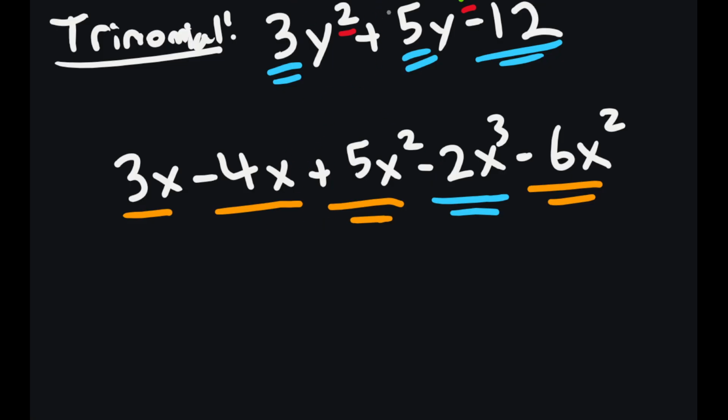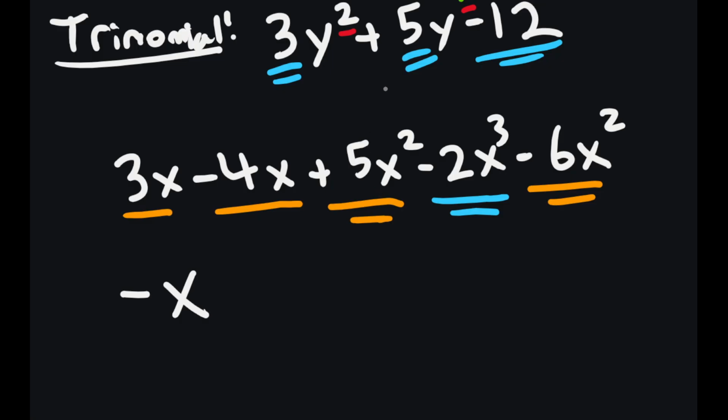Perfect. So let's combine these like terms. What is 3x minus 4x? And when combining like terms, just ask yourself first, ignoring the variables, what is 3 minus 4, basically. So 3 minus 4 is negative 1. Therefore, 3x minus 4x is negative 1x, which we can also write as negative x. It's the same thing.